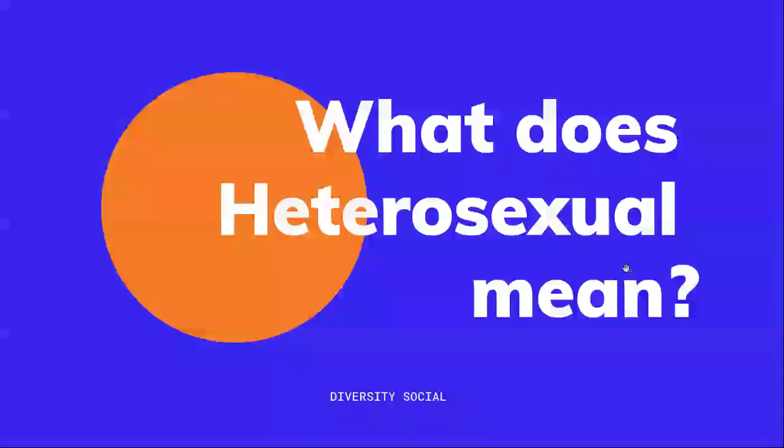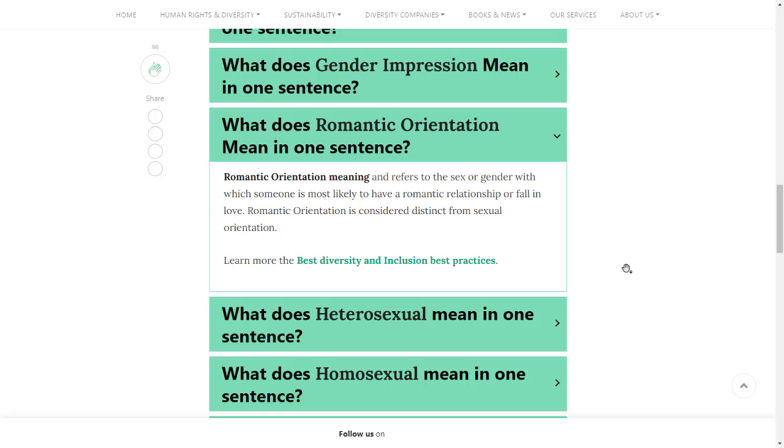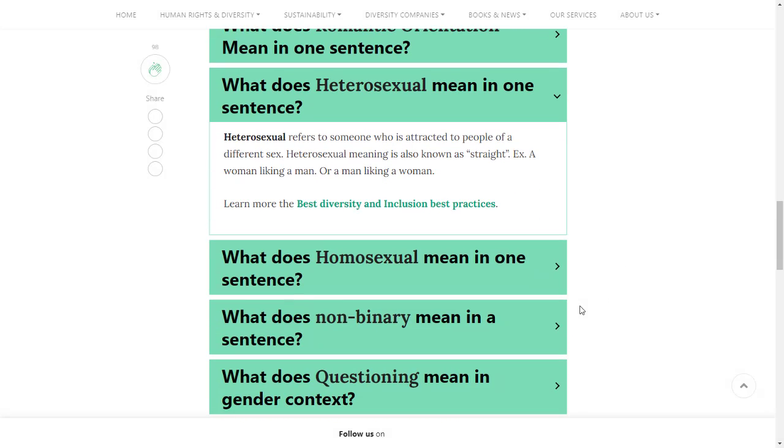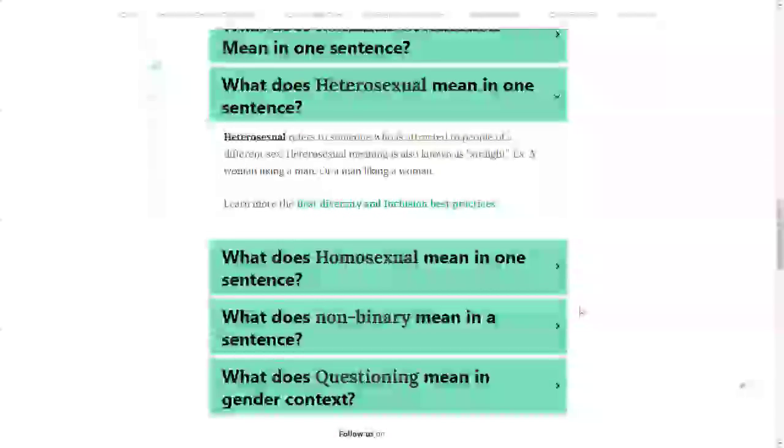What does heterosexual mean? Heterosexual refers to someone who is attracted to people of a different sex. Heterosexual is also known as straight. For example, a woman liking a man or a man liking a woman.